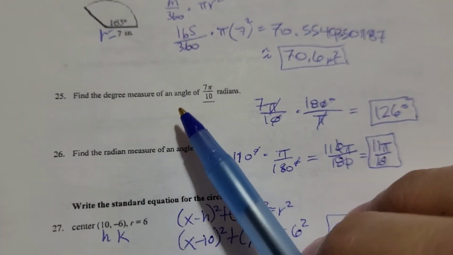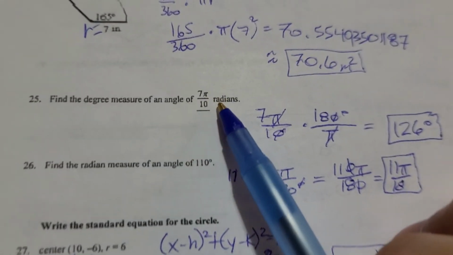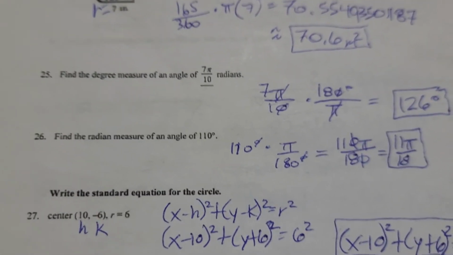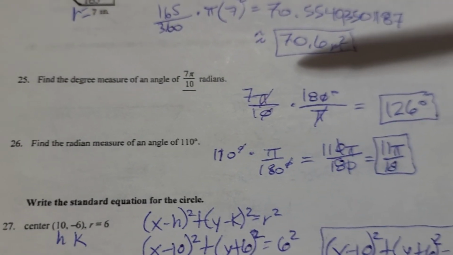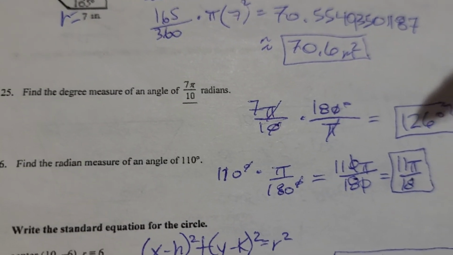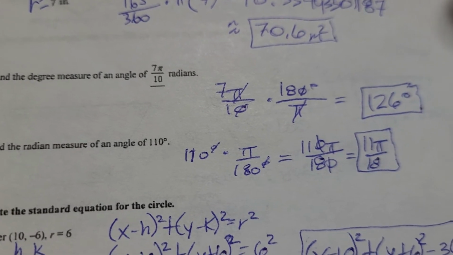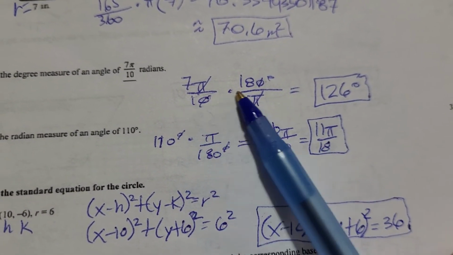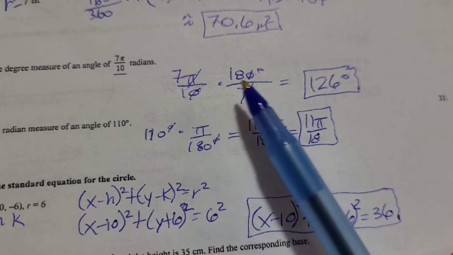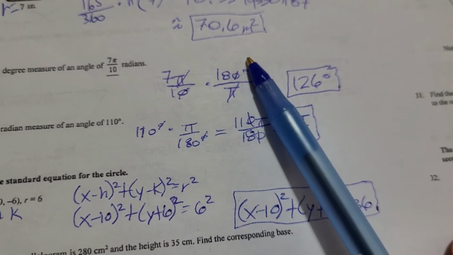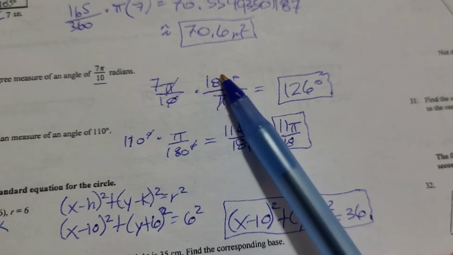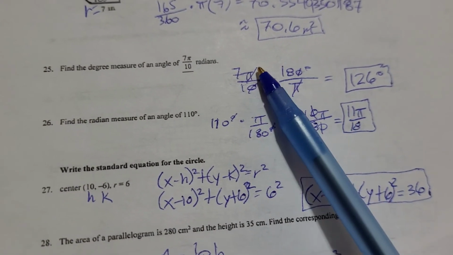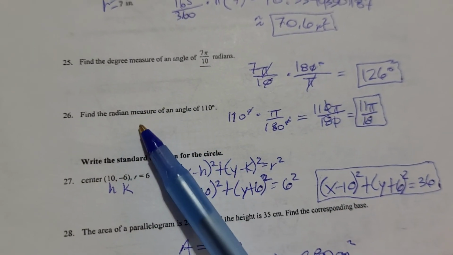Number 25. Find the degree measure of this angle. They're giving you the angle in radians. If you're converting from radians to degrees, you have to multiply by 180 over pi. So we're just multiplying this by 180 over pi. The pi's cancel, 10 goes into 180, those zeros cancel, and 7 times 18 is 126. Or you could have done this in a calculator, whichever one.